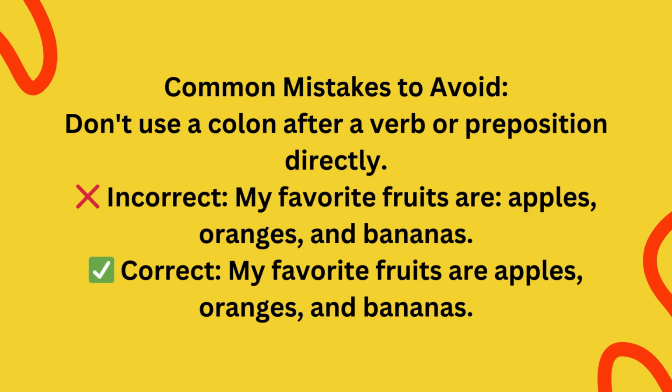Common mistakes to avoid. We should not use a colon directly after a verb or preposition. For example, my favorite fruits are: the colon is placed at the wrong position here, so it's false. The correct sentence is: my favorite fruits are apples, oranges, and bananas.